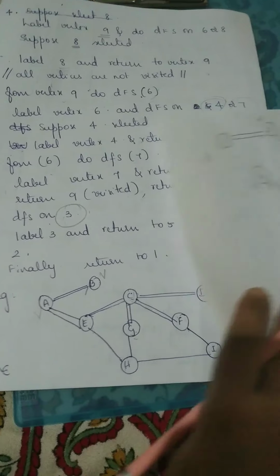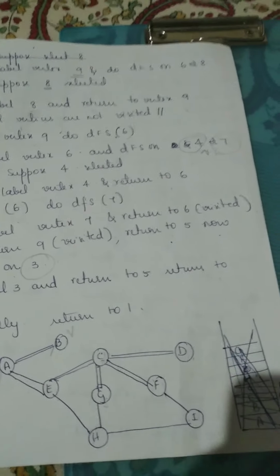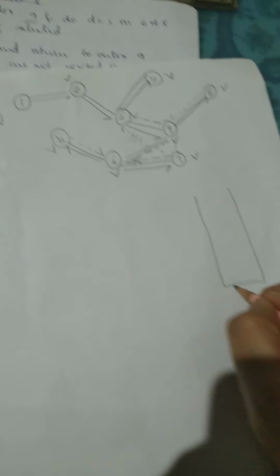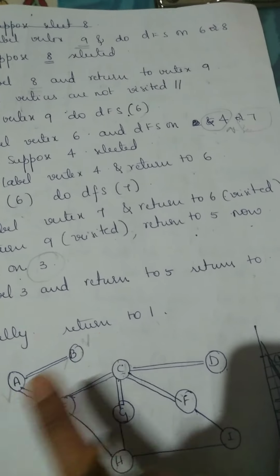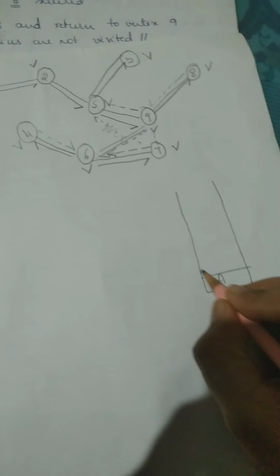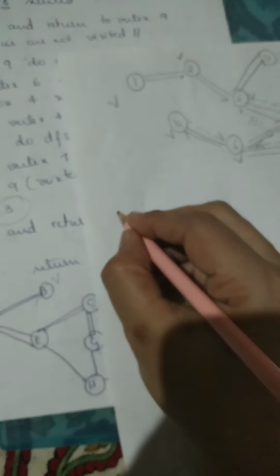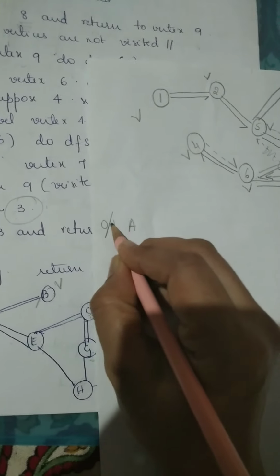Now how to apply a stack on this DFS traversal? I'll take a simple graph. Here I'll start visiting from A. I'll use a stack implementation for tracing this. I'll start from A. From A, is there any unvisited adjacent vertex? Yes, B and E. I'll take B, because I can select only one at a time. So A is the starting vertex.